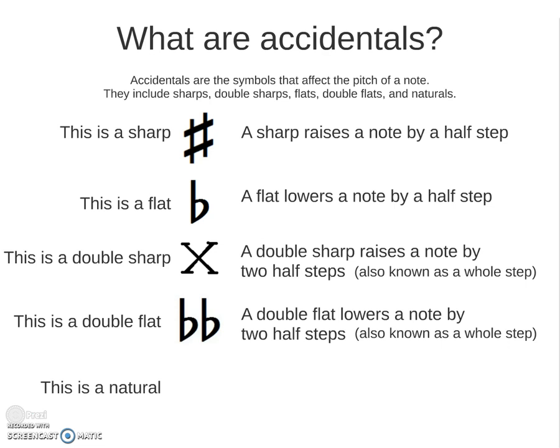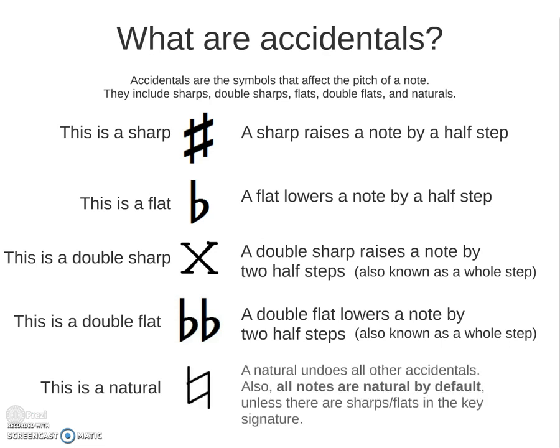And this is a natural. A natural undoes all the other accidentals and kind of resets the note. And all notes are natural by default, unless there are sharps or flats in the key signature. So when I say by default, I mean when there is no accidental in the measure and there is no accidental in the key signature, the note is considered natural.